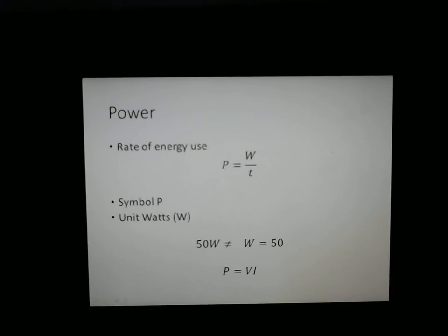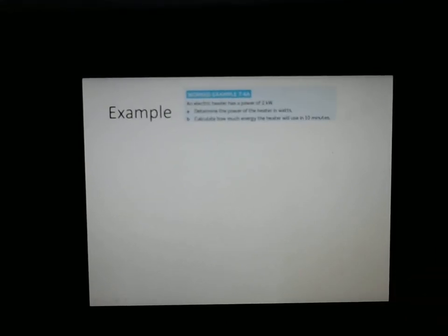Okay, let's have a look at some examples. So here's our first one, 7.4a. Touch blurry, sorry. An electric heater has a power of 2 kW. K means kilo, remember. We're going to change that to our SI unit straight away. A, determine the power of the heater in watts. B, calculate how much energy the heater will use in 10 minutes.